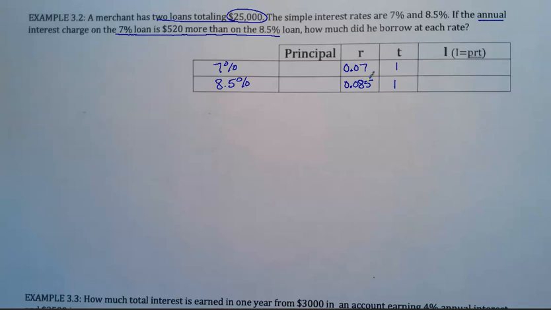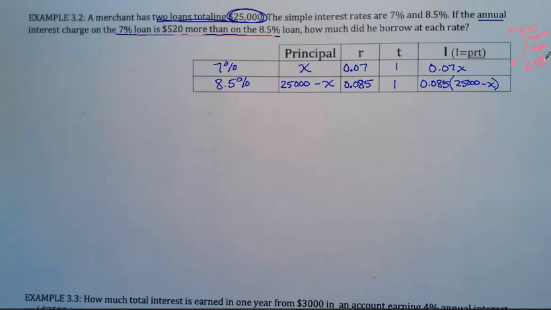The principal, okay, kind of like the last one, we know we have two loans totaling $25,000. We don't know which one is which. So we're going to have X and then $25,000 minus X for our other loan. We know that our interest equals PRT. So our interest here is going to be 0.07X. Here, it's going to be 0.085 times that quantity, 25,000 minus X. So you're probably wondering, well, what about this part? The 7% loan is $520 more than the 8.5% loan. So we know this one is $520 more than the 8.5%.